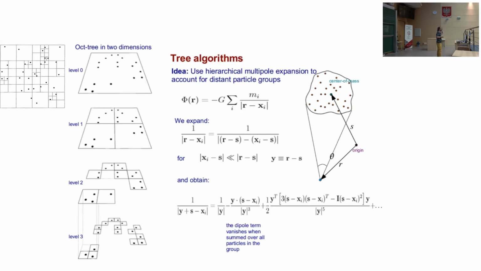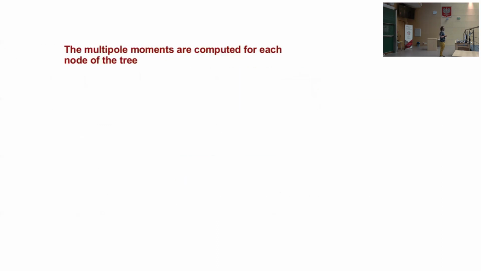This T is just the transposition operation here, and capital I is just the identity matrix. You can follow the math yourself. It's very simple, just a simple multipole expansion around the center of mass.